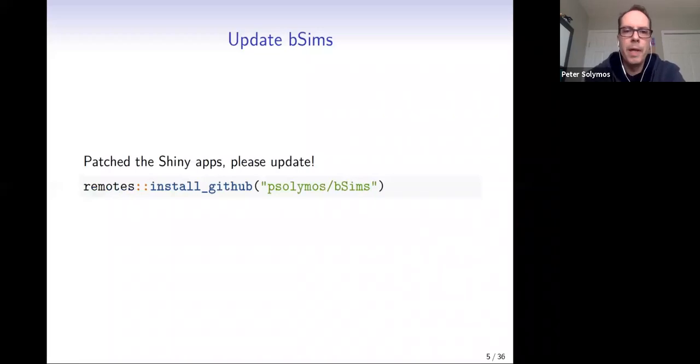And also, initially you installed a bunch of packages, but as I was preparing for today, I fixed a couple of things and added some options to this bsims package. So if you could run this line, remotes install GitHub psolymos/bsims with capital first S, that would be great, because otherwise you might see some unexpected errors as we are going to use this package later.